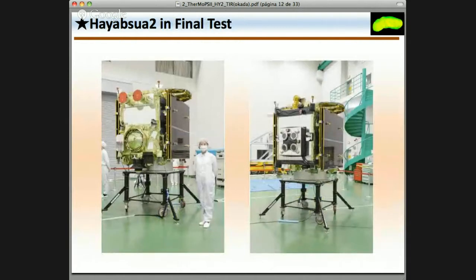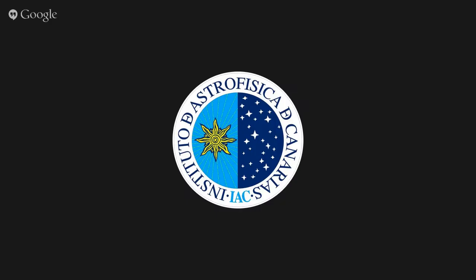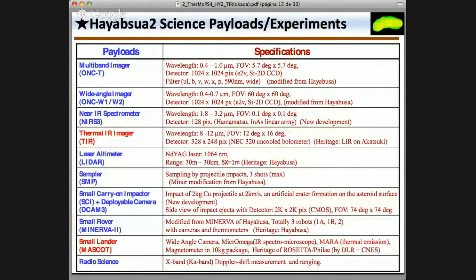This is a list of scientific instruments on board. One is the telescopic imager and the wide angle imager, which are used for navigation. And the near infrared spectrometer covering the 3 micron band, with the longest wavelength only 3.2, covering the 3 micron band. The thermal infrared imager I'll talk about in more detail. There's also a laser altimeter, a sampling device, a small impactor, a deployable camera for the experiment on the asteroid, a small rover and lander, and radio science.